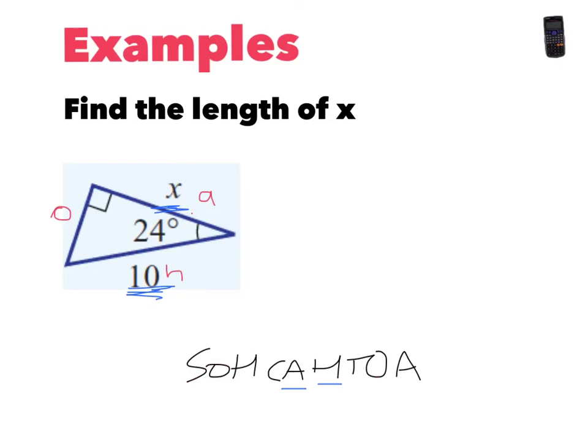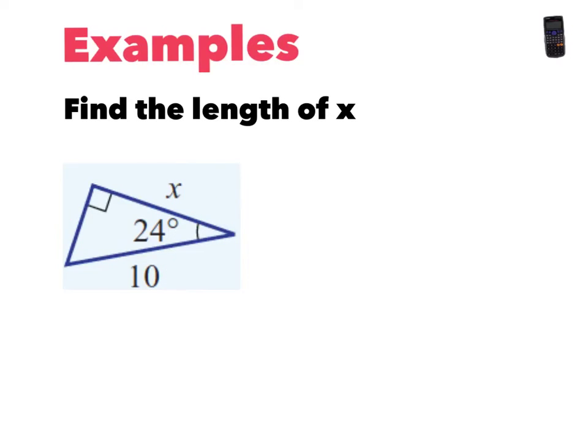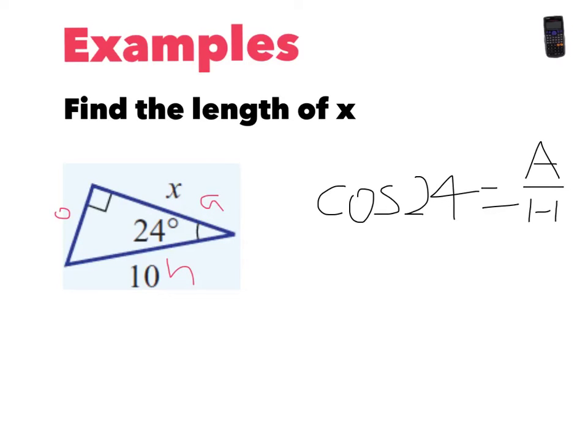And my trigonometric rule tells me that cosine equals my adjacent over my hypotenuse. So the cosine of 24, sorry guys, is my adjacent over my hypotenuse.